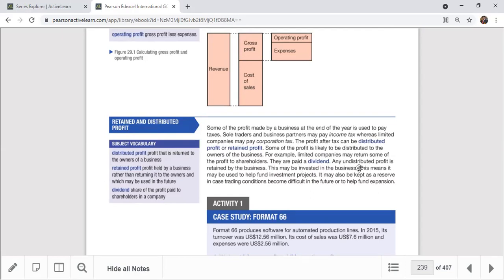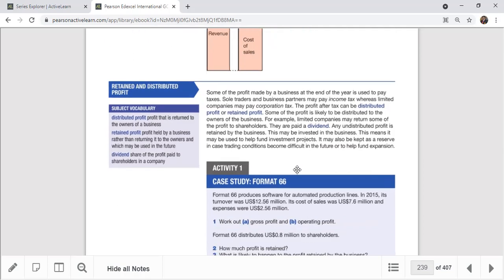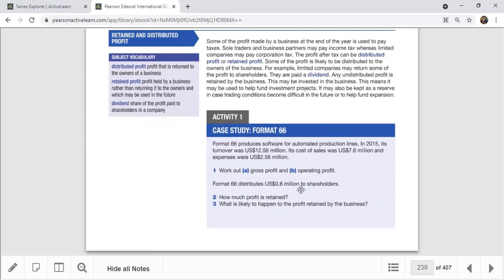So any undistributed profit retained by the business may be invested in the business later. This means it may be used to help fund investment projects. It may also be kept as a reserve in case trading conditions become difficult in the future, or help fund expansion. Look at activity number one, format 66.